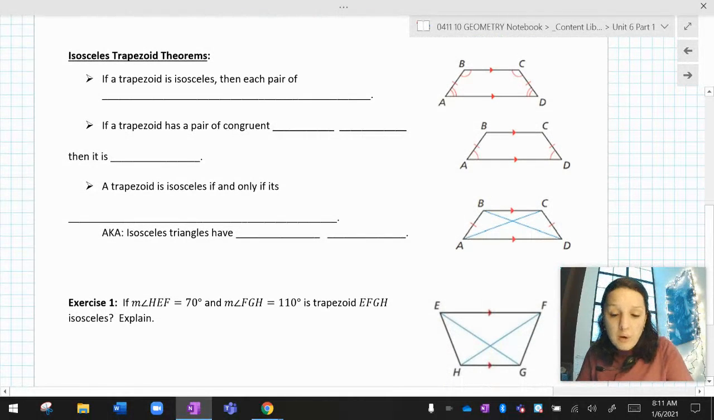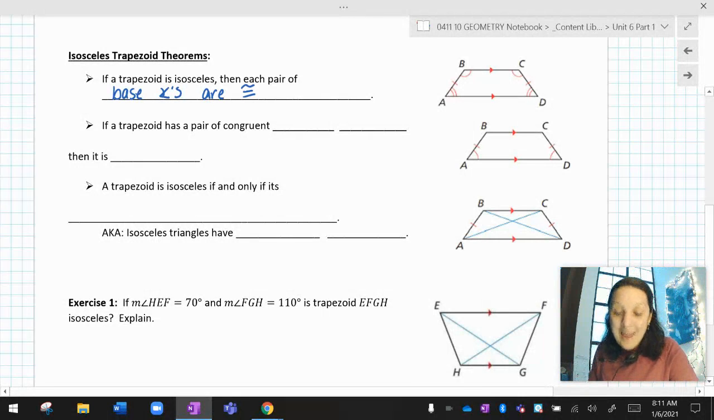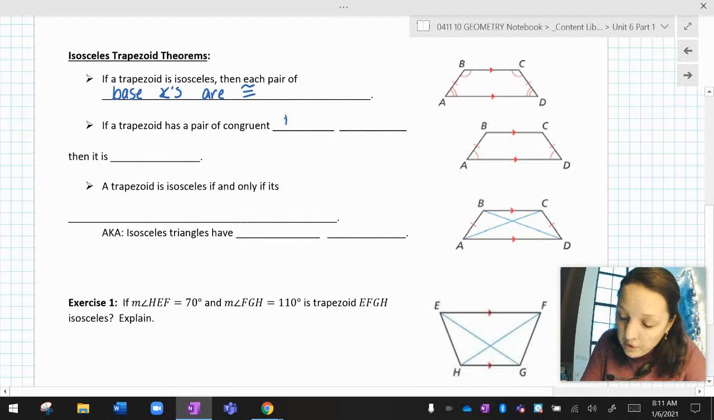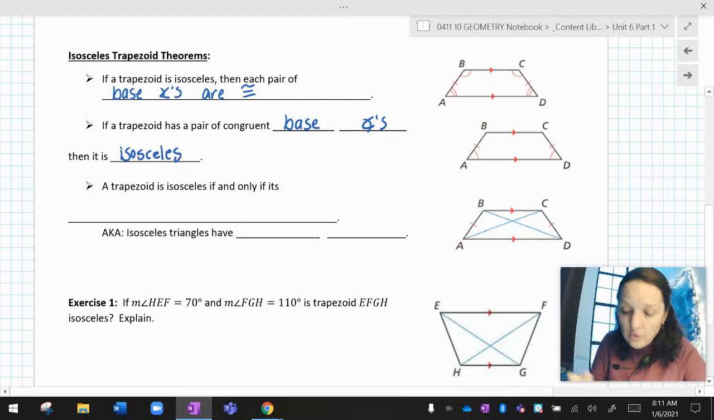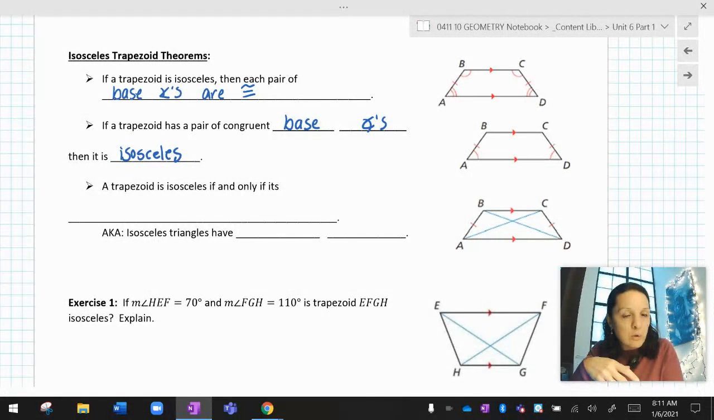And those things I just talked about are part of the isosceles trapezoid theorem, so we're really just going to write it again. If a trapezoid is isosceles, then each pair of base angles are congruent. And if a trapezoid has a pair of congruent base angles, then it has to be isosceles. In other words, just like with triangles, if I tell you it's isosceles, you know that the base angles are equal. And if I tell you the base angles are equal, then you know it's isosceles.